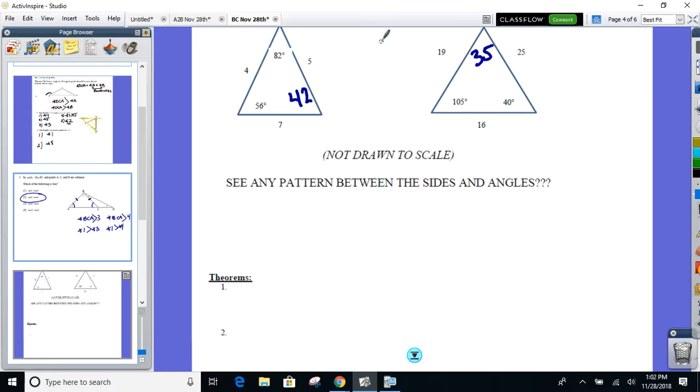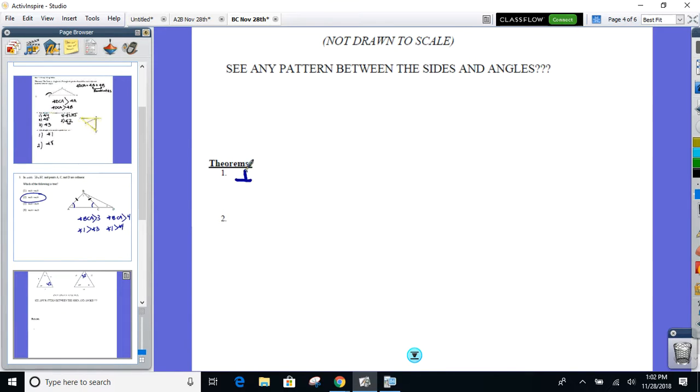All right, so there's our new second theorem for today. That will always be the case. In a triangle, the smallest angle is across from the smallest side.